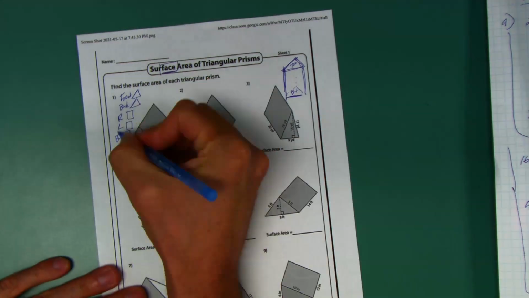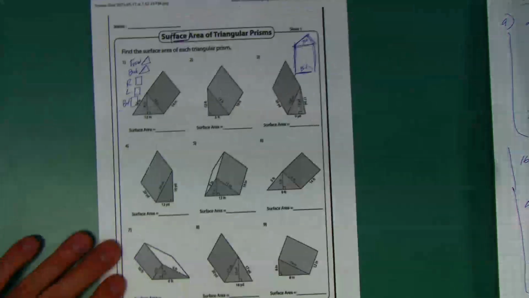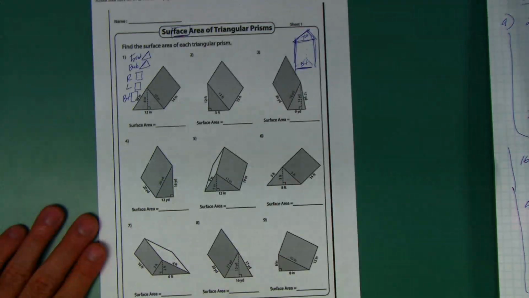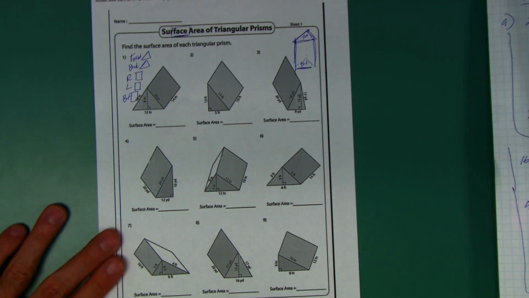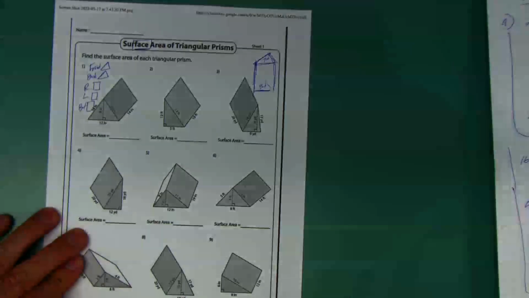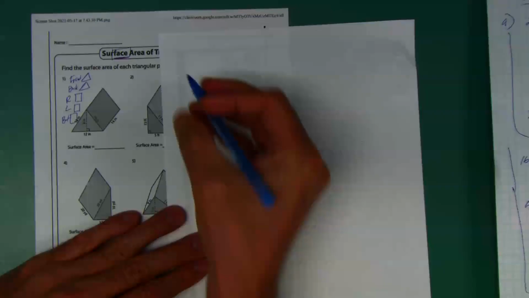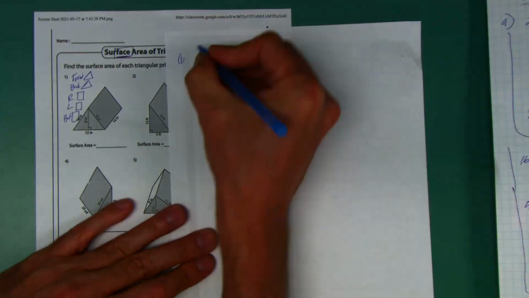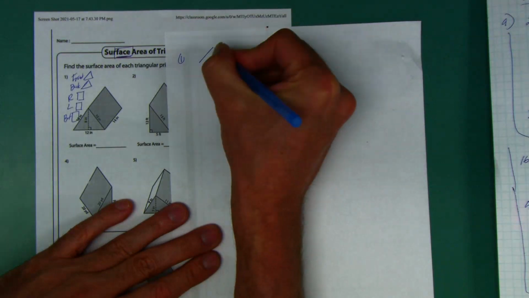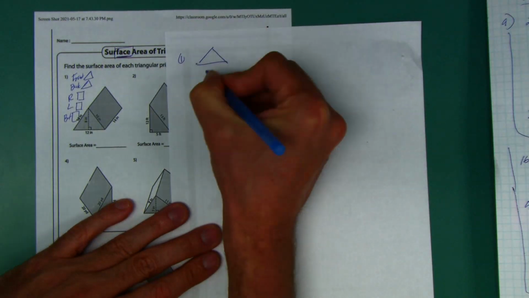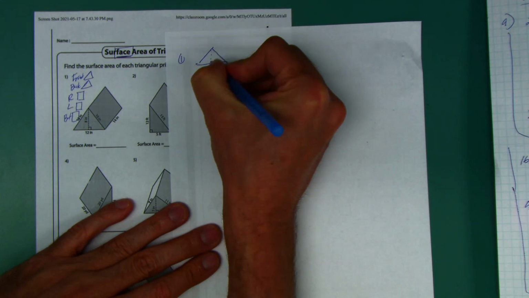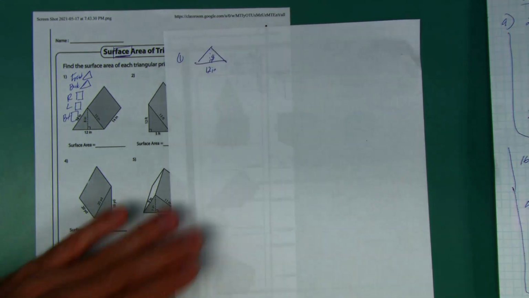So you're always going to have five areas that you're going to have to add up when you get done. And for most kids, the area of the triangle is the hardest part. Okay? So on these, I would probably suggest getting the area of each. So the front here on number one is 12 inches wide at the bottom, 8 inches tall, and you're going to get the area of that triangle.